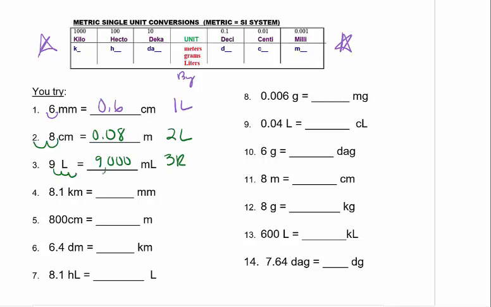8.1 kilometers to millimeters. This is going to be a long one because kilometers is all the way on your left and millimeters is all the way on the right. So we're going to, again, count it. 1, 2, 3, 4, 5, 6. So we are now going to move 6 places to the right. Is where you got to be careful on this one.